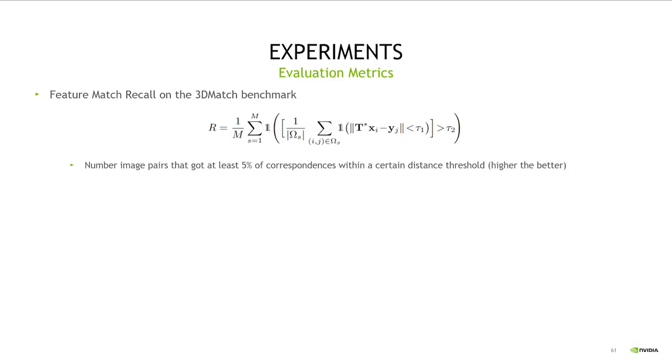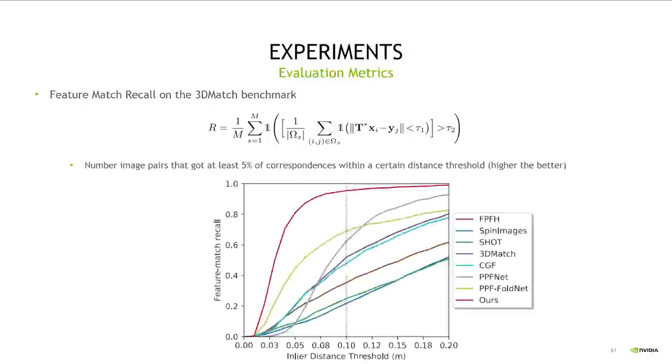We evaluate our method on the standard 3DMatch benchmark, which has been widely used for evaluating 3D representations. We use the feature match recall for the evaluation metric, which measures the number of image pairs that got at least 5% of the correspondences within a certain threshold correctly. Note that our method achieves a significant performance improvement compared with all learning-based methods. Specifically, at 10 centimeter distance threshold, our method achieves 95% recall, while the best prior work achieves below 70%.